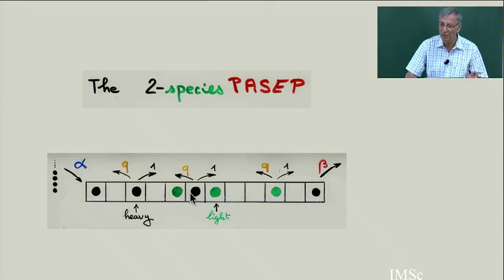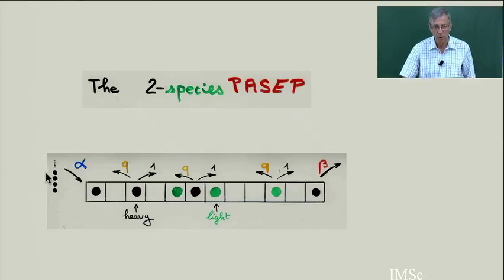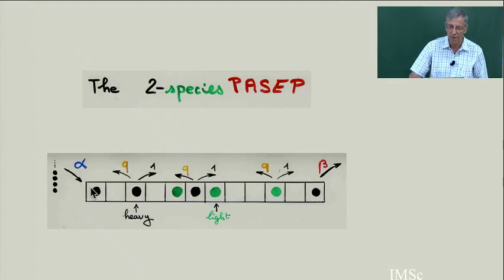The black has some priority over the green. So the rules are the following. To get inside the strip, you must be black. With probability alpha, you go inside if the cell is empty and if you are black, a priority particle. And to get outside the strip, you must be black also, with probability beta. You must be a priority particle, which means the green particles are in jail. They cannot get out of the strip. So the green particles will be moving, but always the same number of green particles will be inside the strip.